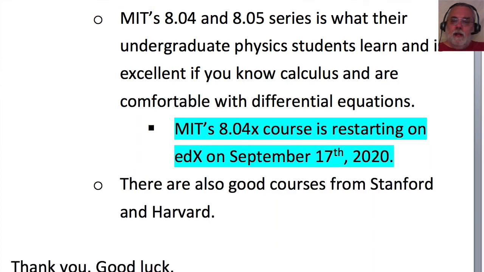MIT's 804 and 805 series is what their undergraduate physics students learn. Those are excellent courses if you are comfortable with calculus and differential equations. The professor is excellent. The course material is excellent. MIT's 804 course is restarting on edX on September 17th of 2020, and it is free to audit. There are also good courses from Stanford and Harvard online.